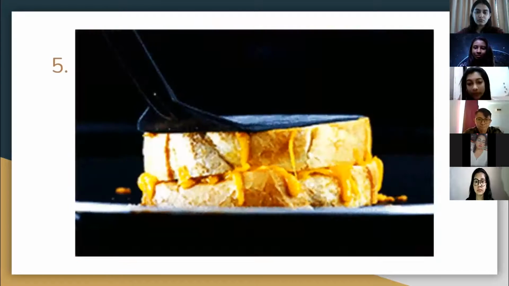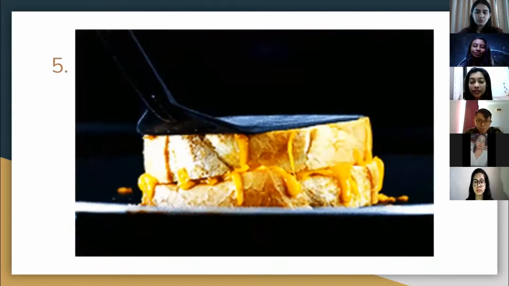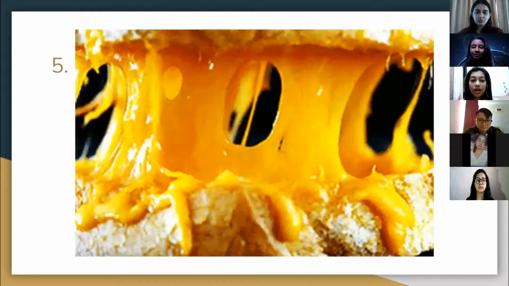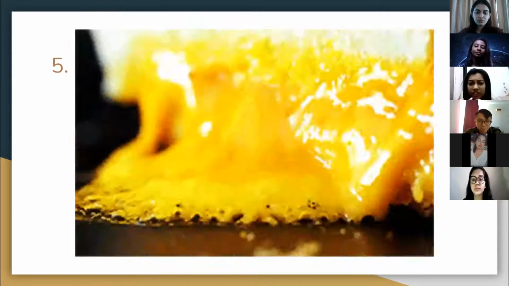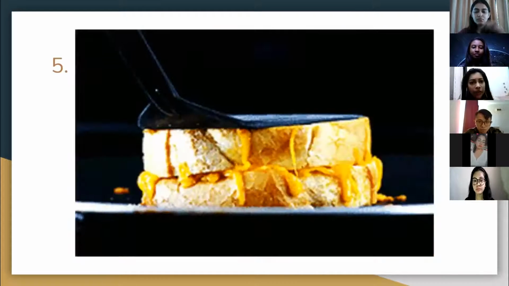Yes, okay, what is that? How does it look? Who can answer? Okay, very good. It looks chewy, something like chewable, right? Looks very soft and then chewy.